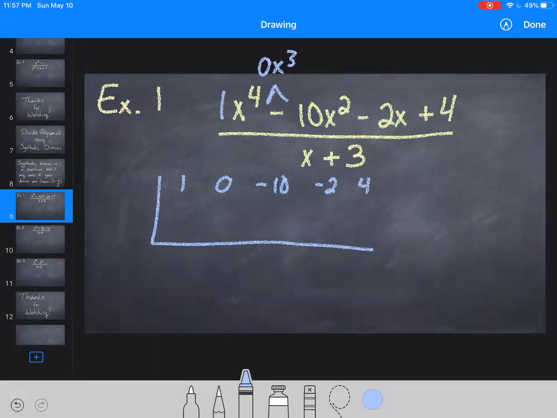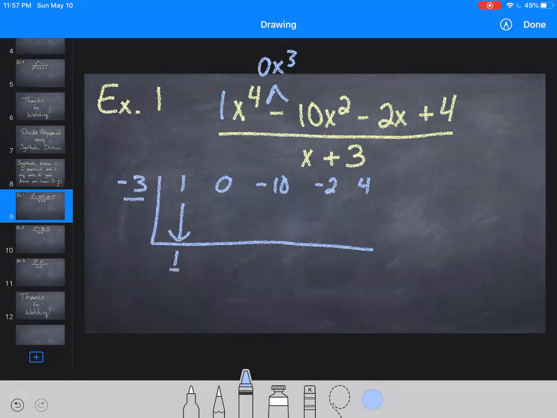Now, what you're dividing by isn't going to be that x plus 3. What you're going to actually divide by is the solution for x. So you set x plus 3 equal to 0. You solve for x, you get a negative 3. So we're going to put a negative 3 on the outside. That's going to be our divisor. And what we're going to do is bring down our first term. It's a 1.